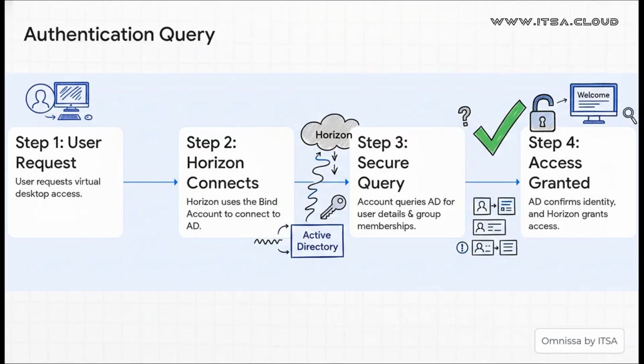And here's the play-by-play. It's this super fast 4-step process. Step 1, you request a desktop. Step 2, Horizon immediately sends the Bind account over to Active Directory. Step 3, the account shows your credentials and asks, is this person legit and what are they allowed to see? And then step 4, AD gives the thumbs up and bam, access granted. This whole trip happens faster than you can even blink.